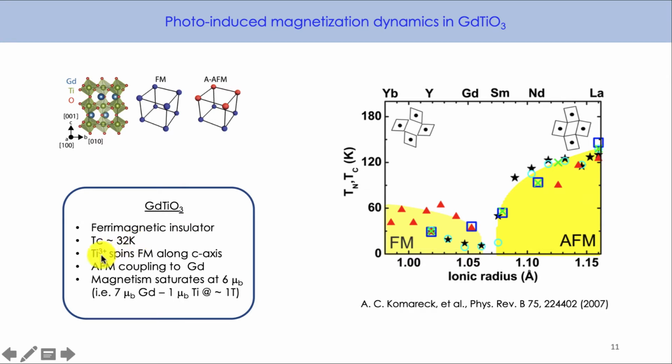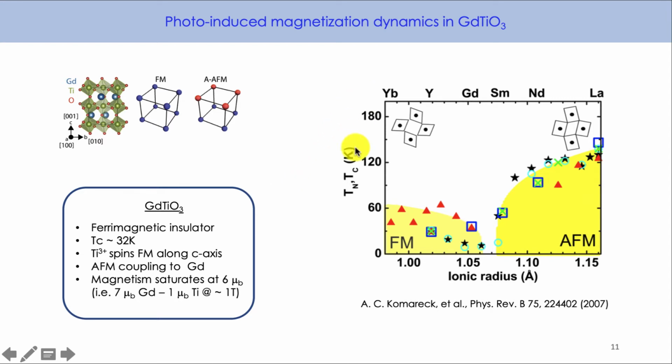Now, the titanium 3+ spins are ferromagnetically aligned along the c-axis, and they're antiferromagnetically coupled to the gadolinium. The gadolinium has this huge moment of 7 Bohr magnetons, whereas the titanium 3d1 orbital basically has 1 Bohr magneton. Since they're antiferromagnetically coupled, when you saturate the magnetism, you have 6 Bohr magnetons, just 7 minus 1.